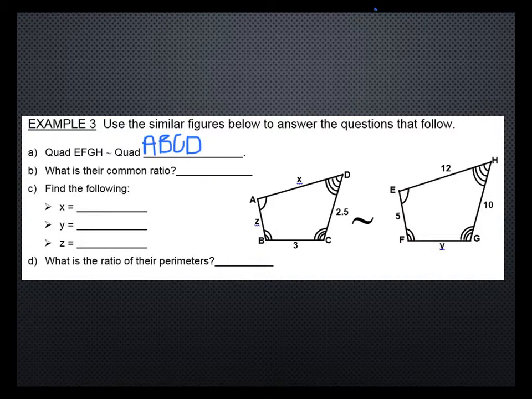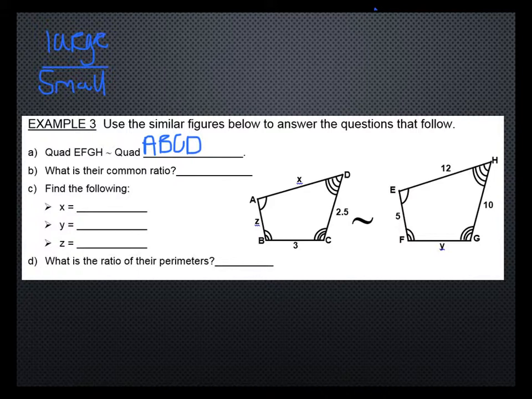To find the common ratio, we're going to look at the two sides that we actually have values for. And that would be side DC and side HG. And since our similarity statement goes from large to small, we're going to write our common ratio in terms of large to small, or large over small. Remember yesterday we started by writing the words first, so if you would like to do that, go ahead.